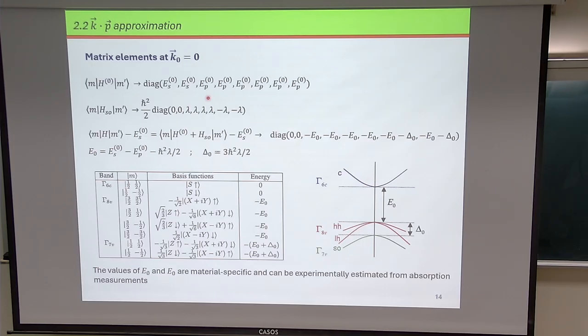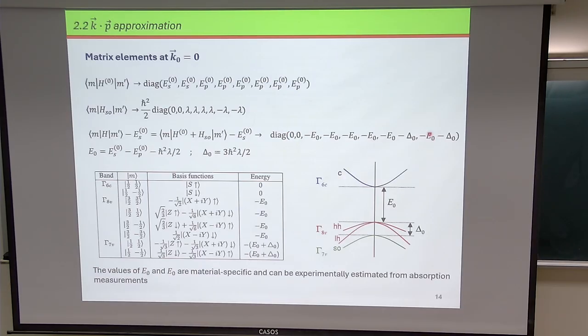I want to get my zero of the energy at the bottom of the conduction band, so I will just subtract this energy of the S state, right? So that's what I'm doing here. And then I can write these matrix elements, which is essentially this representation of this Hamiltonian, which is now 8 by 8, at the gamma point for the value k equals 0, okay? I get this diagonal matrix with all these values.